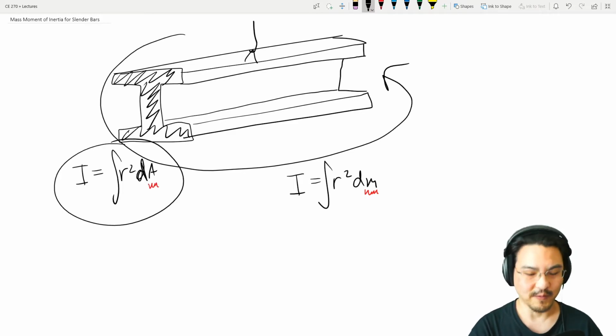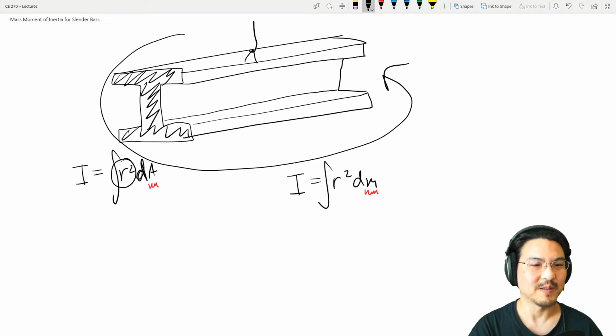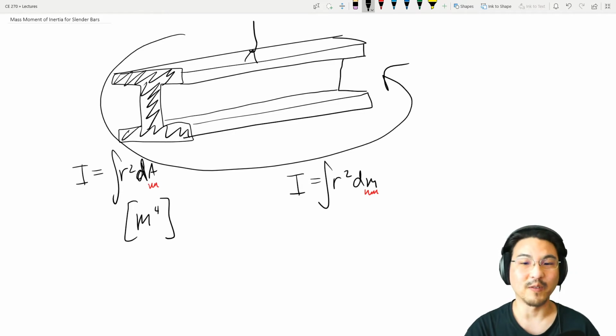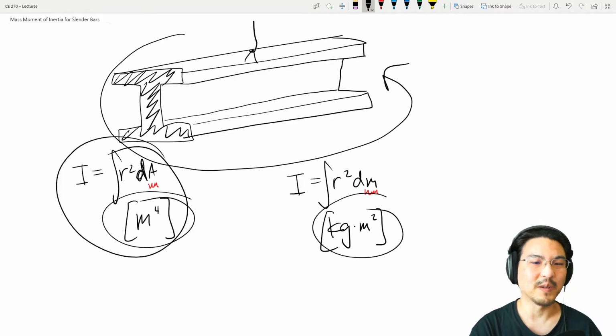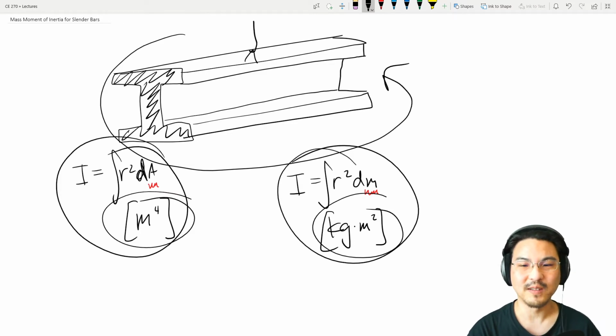The units of the area moment of inertia, look at this, that's like meters squared, so the units are meters to the fourth. Mass moment of inertia, look at this, meters squared, kilograms, that's mass, right? So kilogram meter squared. So see, already the units are different. Area moment of inertia, mass moment of inertia.